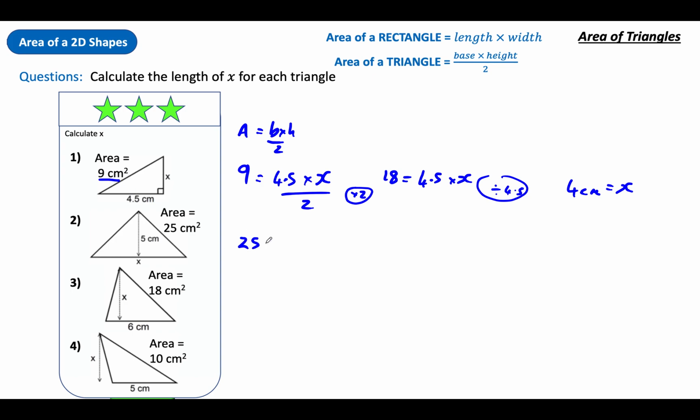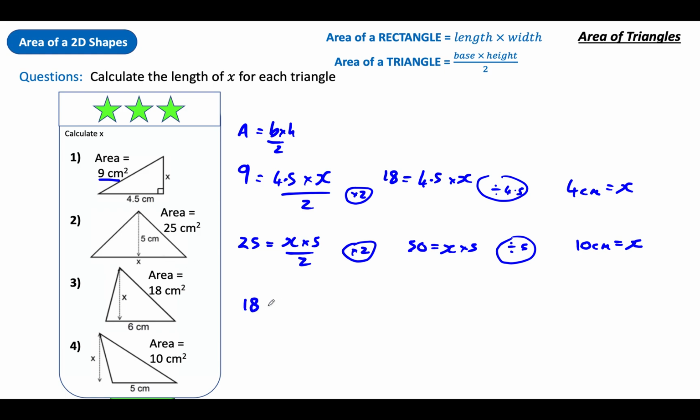This one, 25, equals the base, which is x, times by 5 divided by 2. Well, firstly, let's times it by 2 to get 50 equals x times 5. In that case, we'll divide it by the 5 to get 10 centimeters for x. And just double check, 10 times 5 is 50. Halve it to get 25.